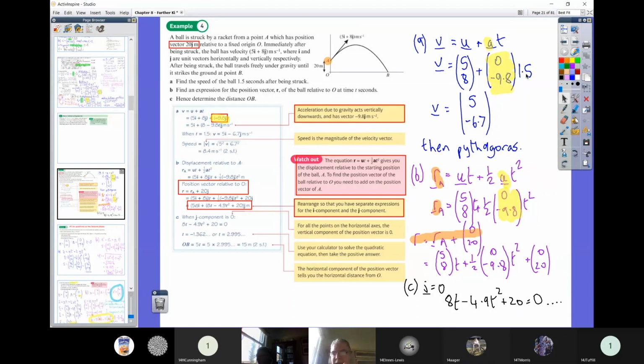Obviously, time is not a vector. Time is a scalar quantity. v equals u plus at. We could work out the vector for velocity. And then to actually work out the magnitude of that velocity, you would then just apply Pythagoras.